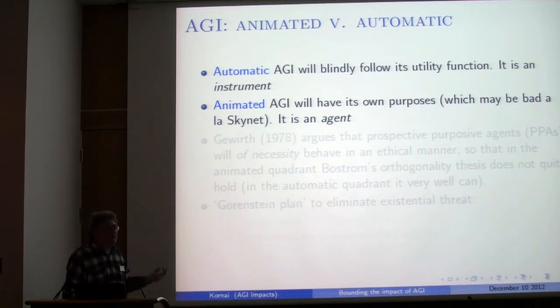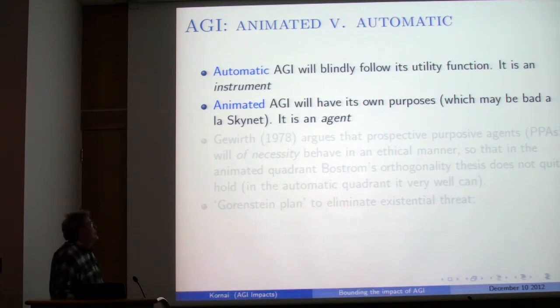This is a huge difference between the two, both in everyday language, the way we talk about automata. Aristotle already noted that free will is a precondition of moral culpability. You cannot blame the river for flooding and destroying houses and people. The automatic AGI will just do what it will do, okay? The animated AGI is the one that we are a little bit concerned about here.